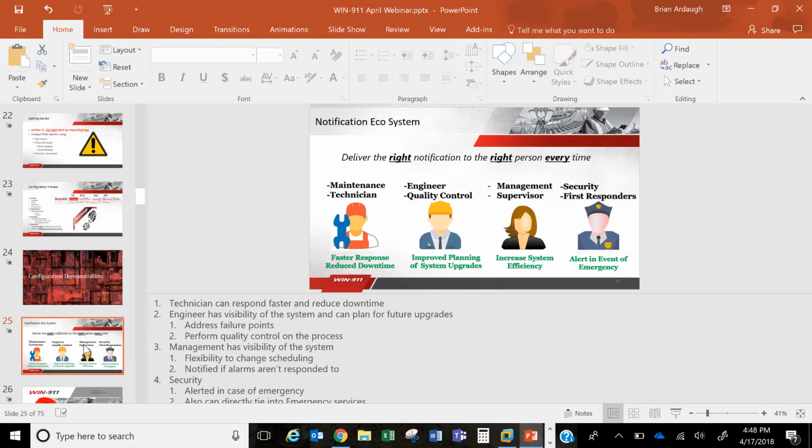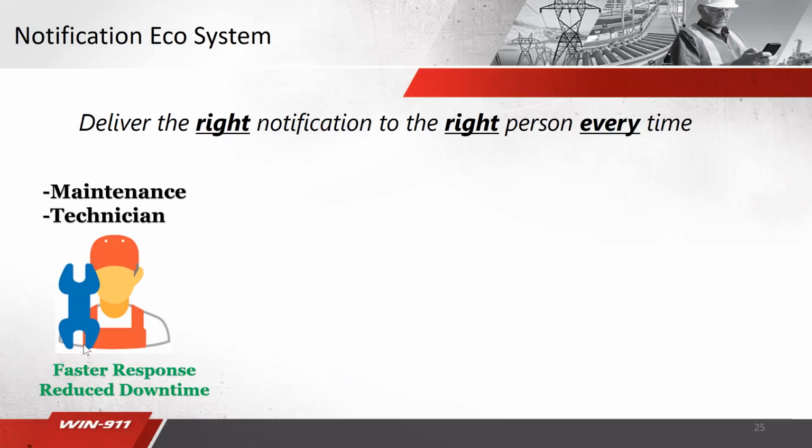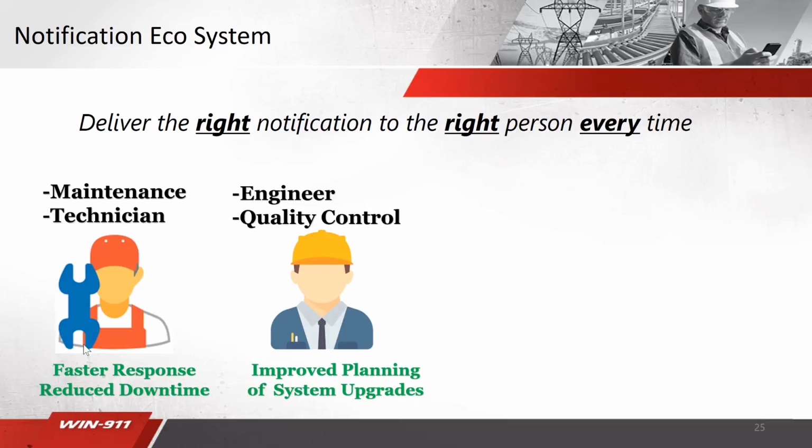I'll just give you a quick recap on some of our software. The value of our software is it's bringing the right notification to the right person every single time. For example, with your maintenance, your technician has the ability to respond faster, reduce your downtime, and increase the overall efficiency of your system. Your engineer can be piped into the system to have notifications if there's quality updates, or just to have visibility into the system and see what's typically going wrong. And with this, they can plan upgrades and implementation of new features to your system.